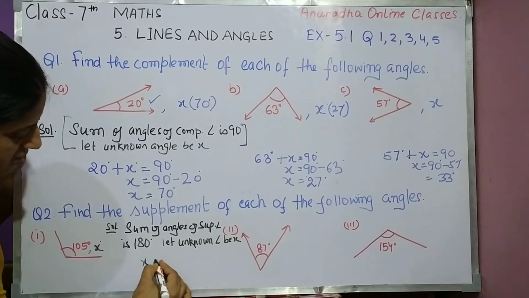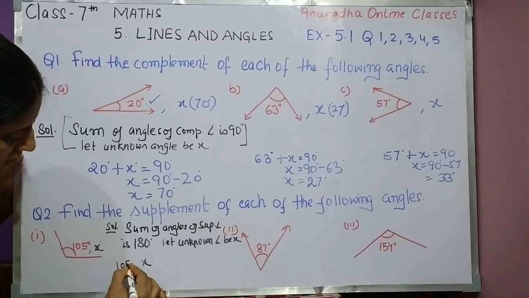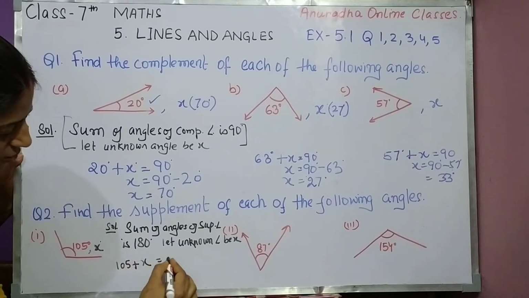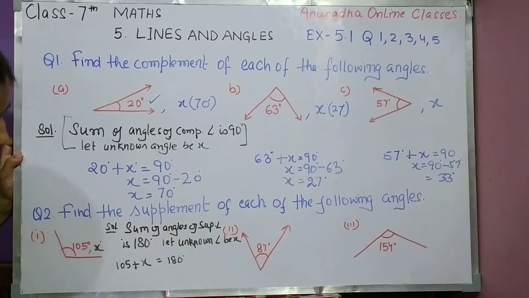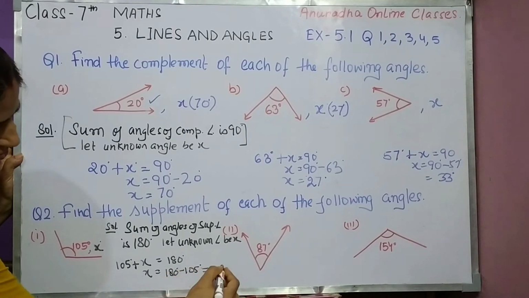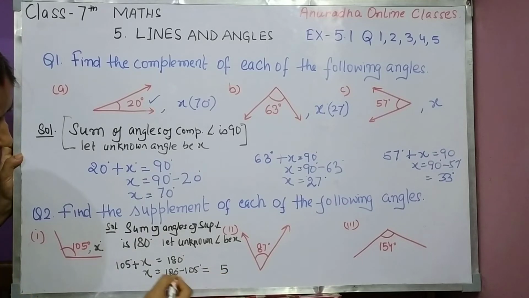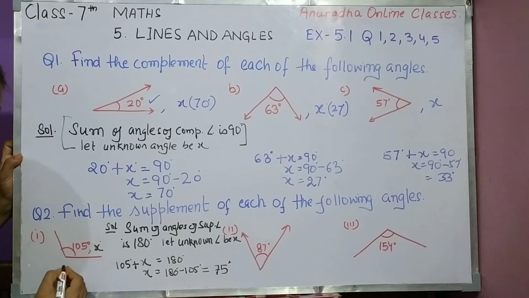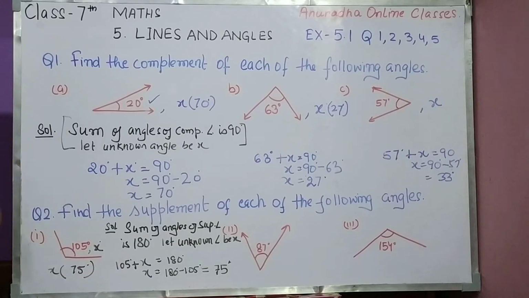So 105 plus x is equal to 180 degree. Right? x is equal to 180 degree minus 105 degree, that is equal to what you'll get 5. Then this is 7. So 75. What is the other angle? The other angle is 75 degree. I think this is clear to you.